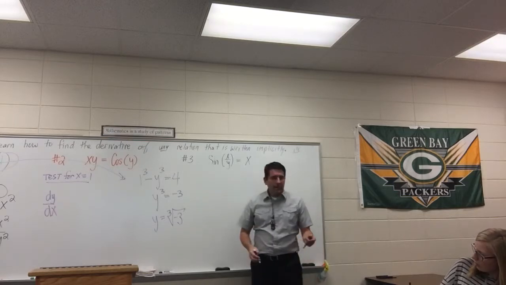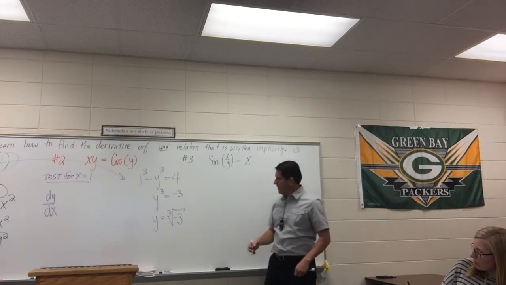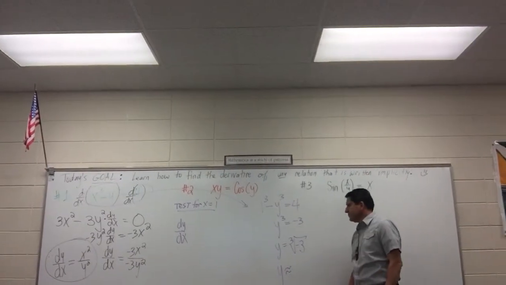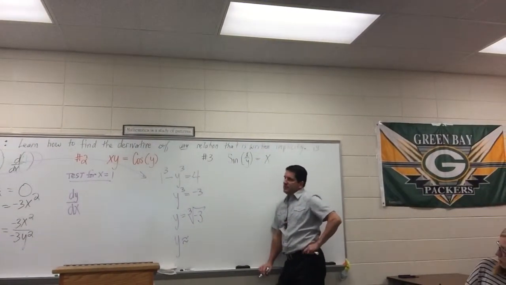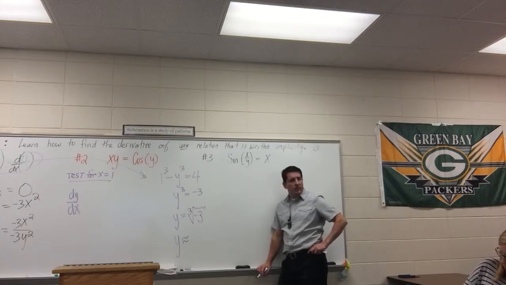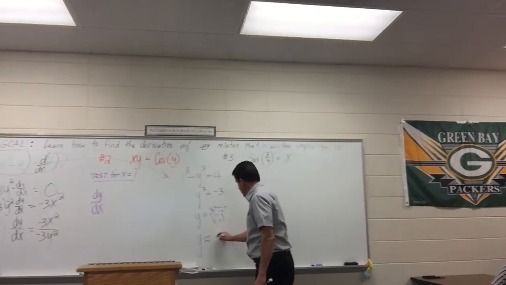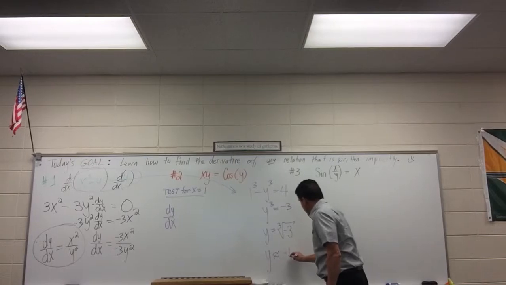Okay, cubed root, punch it in your calculator. Give us some values here. It's about negative 1.4. Negative 1.4 to the third power gives you negative 3. So about negative 1.4.